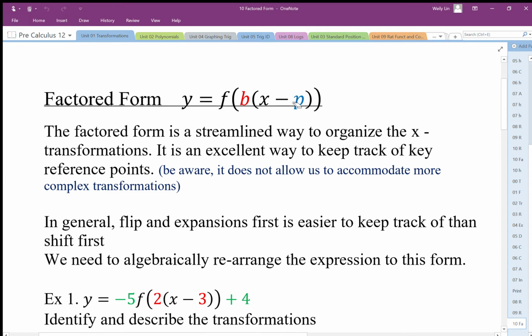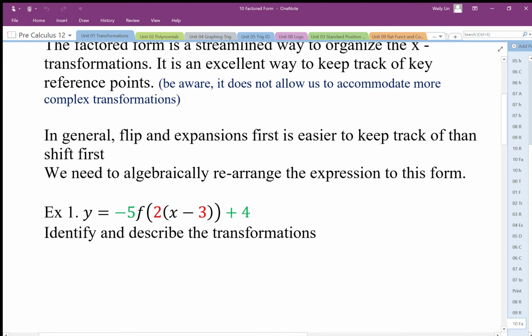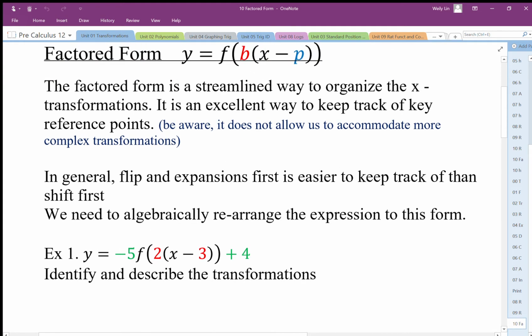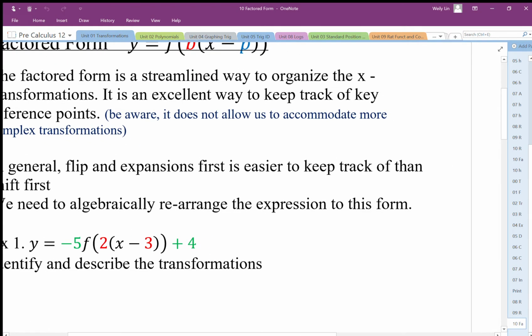So that's ideal. If we can actually see where our vertex is going to be in the actual equation, that's very useful for us. We don't have to do a whole bunch of transformations to figure out where a vertex is. We can see it right in the equation. So factored form is going to be a really good way to do it if we can. So this is factored form here, I'm just going to show you.